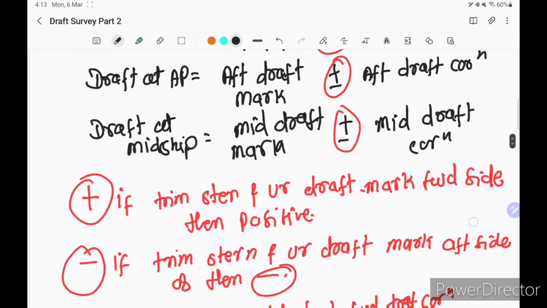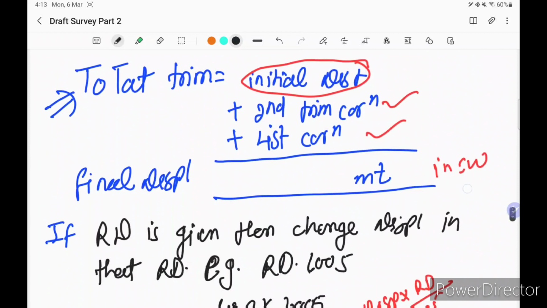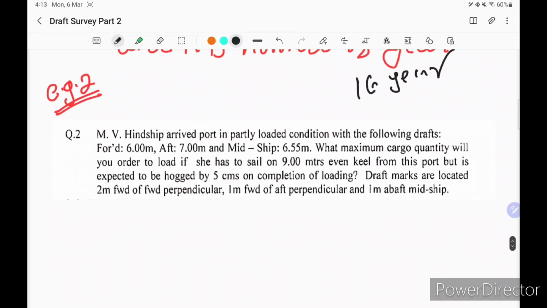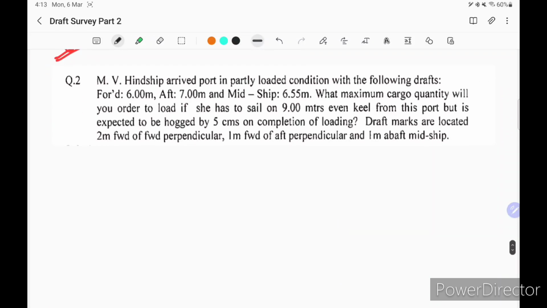Then we will move on to the next question. Today we'll solve some different types of questions. Previously in part 1 we solved some different ones. So let's move to the question. How we'll approach the question, how we'll solve the question.